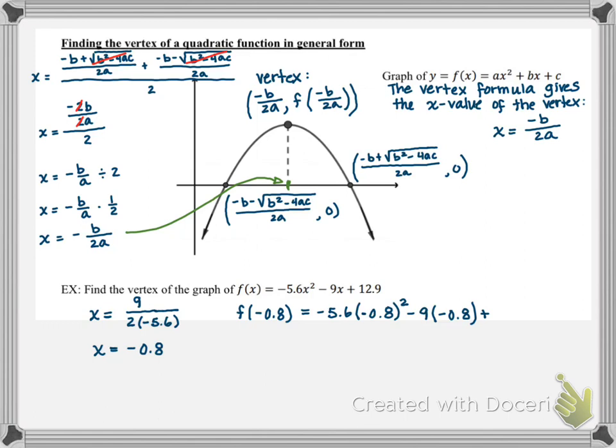Plus 12.9. So again, you want to just plug that whole thing in your calculator, parentheses and all. Careful not to drop the negative on that first coefficient. That's the one I always end up dropping if I forget one. So we get f of negative 0.8 equals what? 16.5.